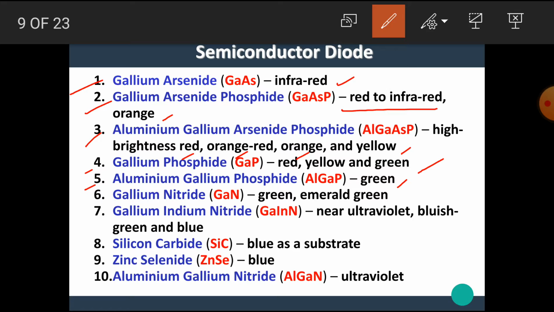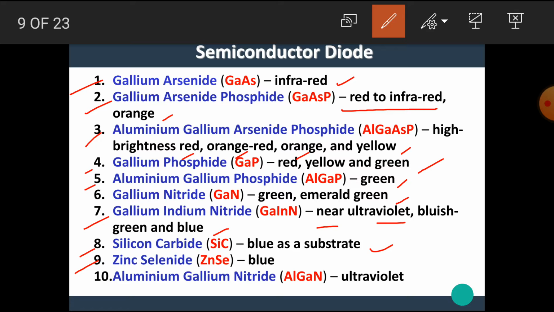Similarly, when we use the gallium nitride combination, we get green or emerald green light. When we use the gallium indium nitride combination, we get ultraviolet or near ultraviolet light, or bluish green and blue light. If the combination of silicon carbide is used, blue light is obtained as a substrate.